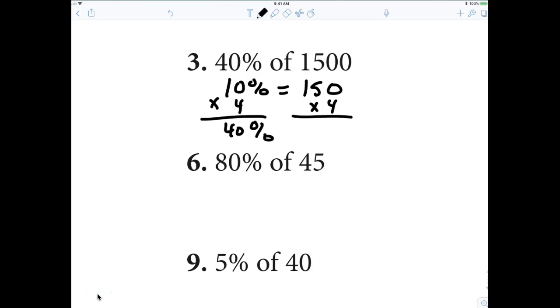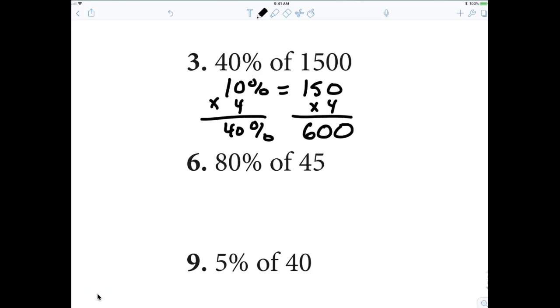Now, does everybody know when you multiply by 4, you can double it twice? Does everybody hear me on that? So 150 plus 150 is what? 300 plus 300. 600. That's how I can do that so quickly. So 40% of 1,500 is 600.